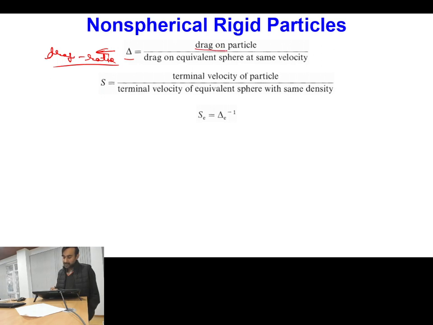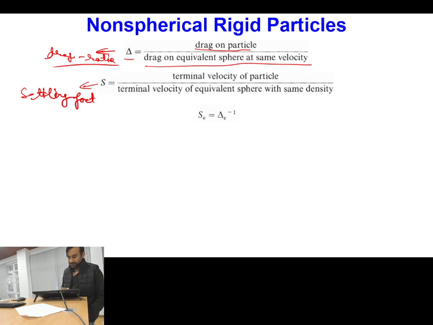So if I say that actual drag on the particle divided by drag on equivalent sphere at the same velocity, then I call this ratio my drag ratio. Similarly, I also call one factor the settling factor. Settling factor is given by symbol S, and it is terminal velocity of the actual non-spherical particle divided by terminal velocity of equivalent sphere of same density. And you will find that this can be written in terms of delta E minus 1 if you consider this equivalence in terms of volume equivalent particles.